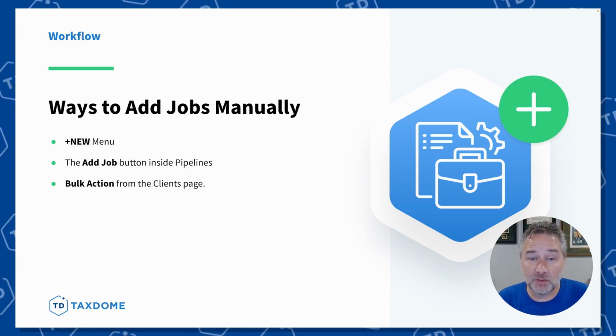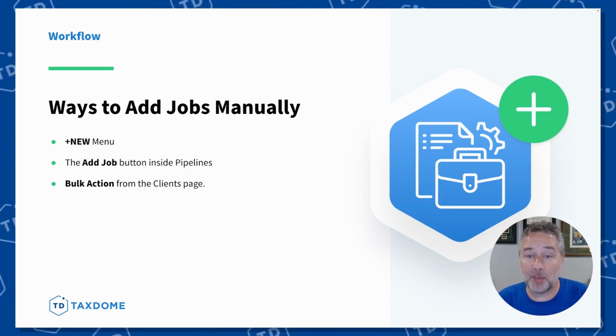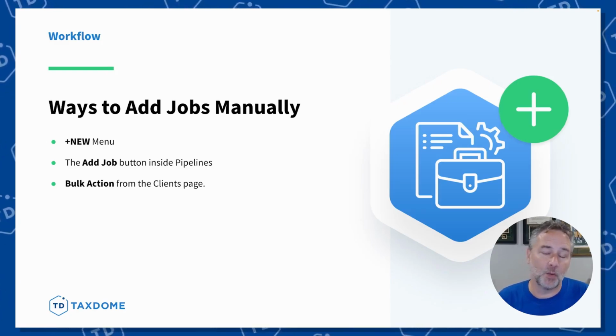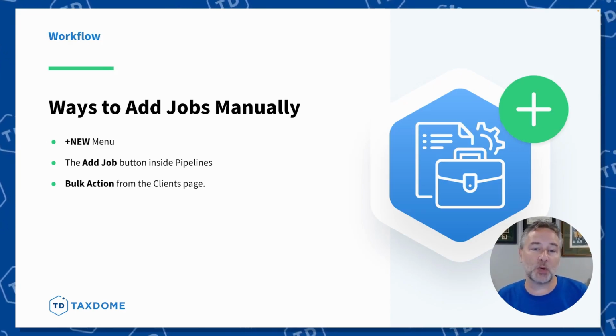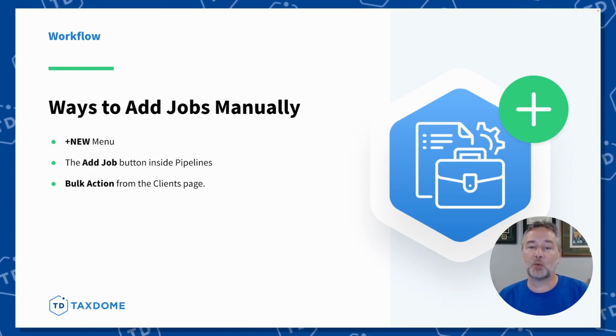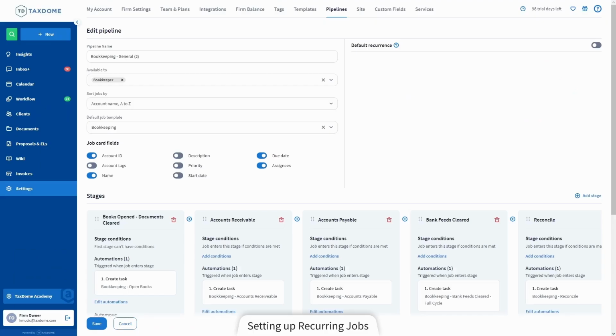Now, this is really as simple as just pressing the button and entering the details. So we don't really need to spend a lot of time going over this. Instead, let's just immediately switch our focus to setting up recurring jobs. We'll go back to the pipeline settings, and there we'll see the section that we chose to ignore a little earlier on in the webinar.